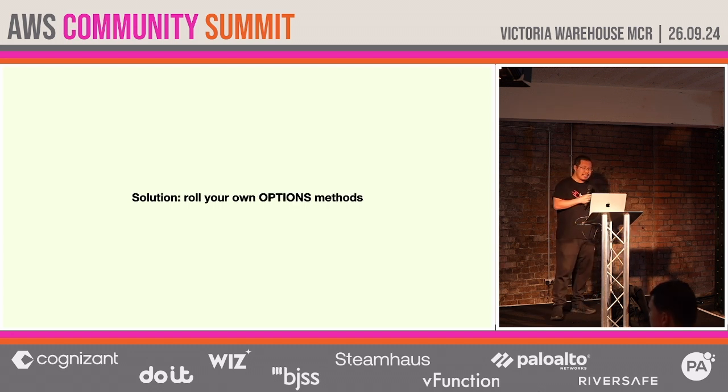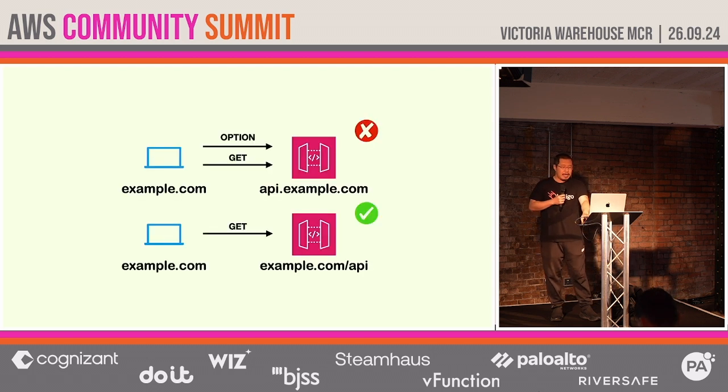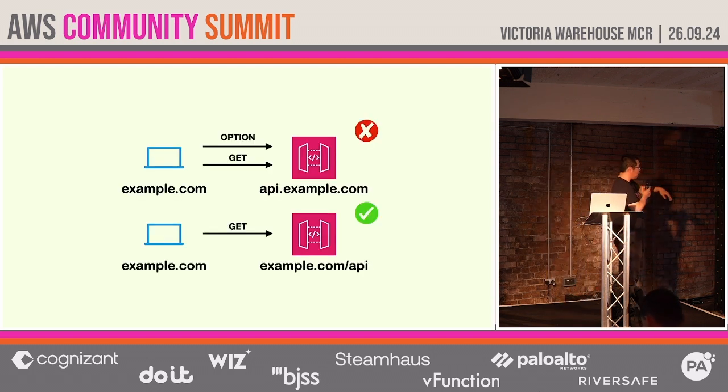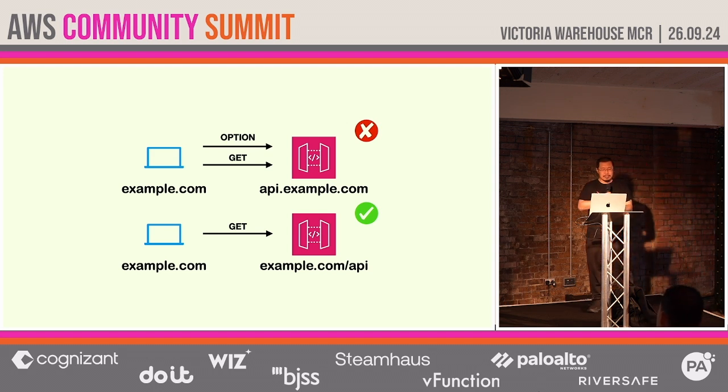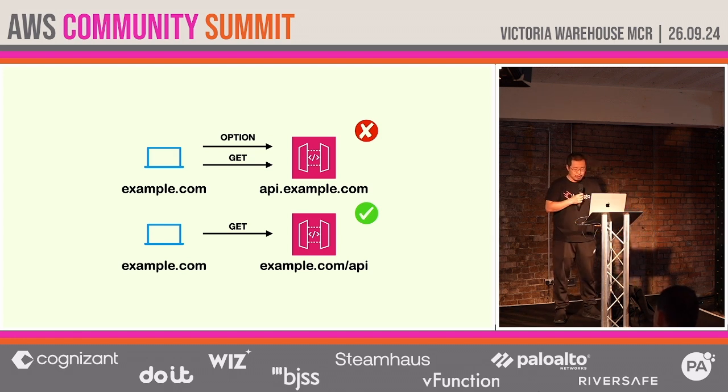So the solution is either to just roll your own OPTIONS methods, or if you can, move your API, instead of on a subdomain, which counts as cross domain, into the same domain as your front end, but under a slash subpath instead. That way it doesn't count as cross-origin access when someone makes a call from the browser.